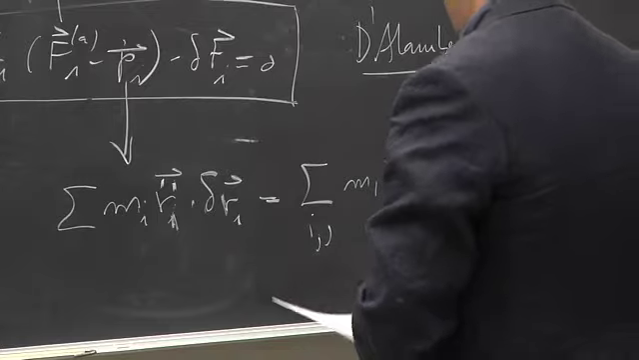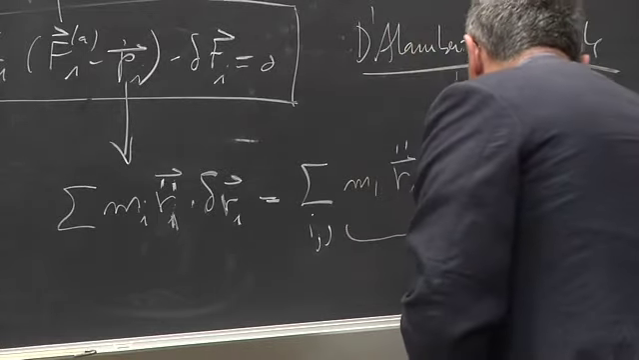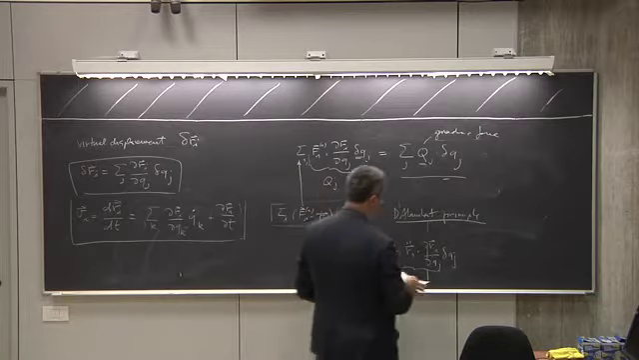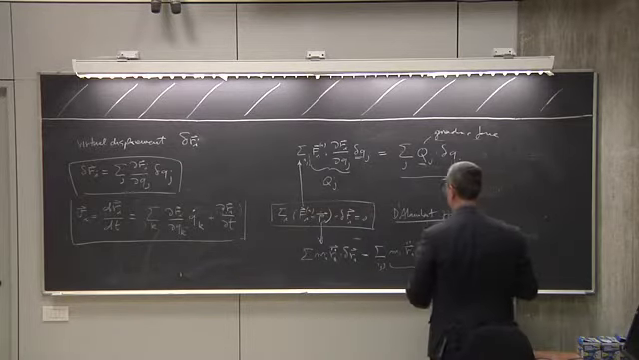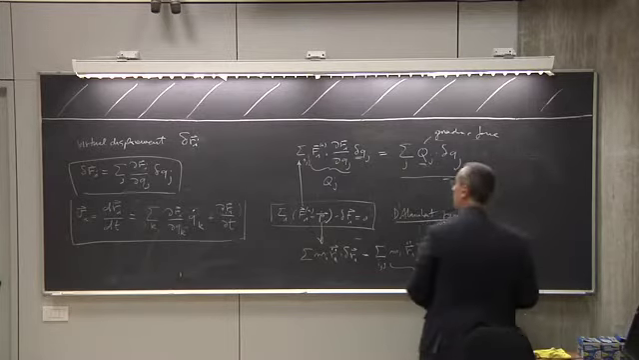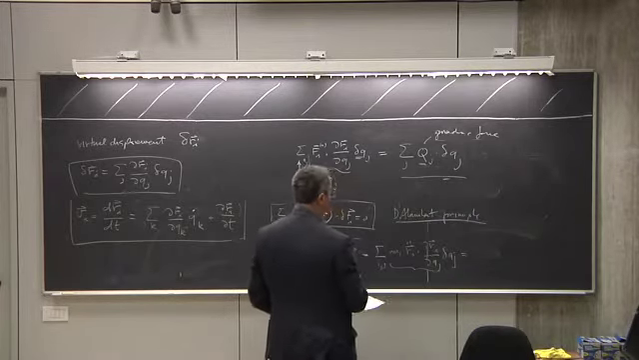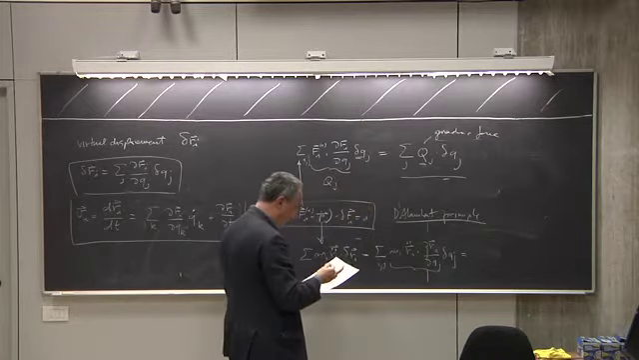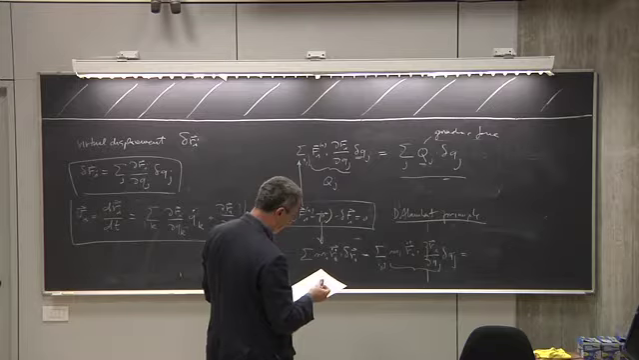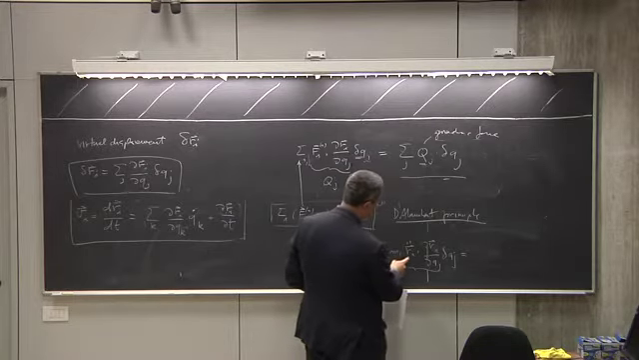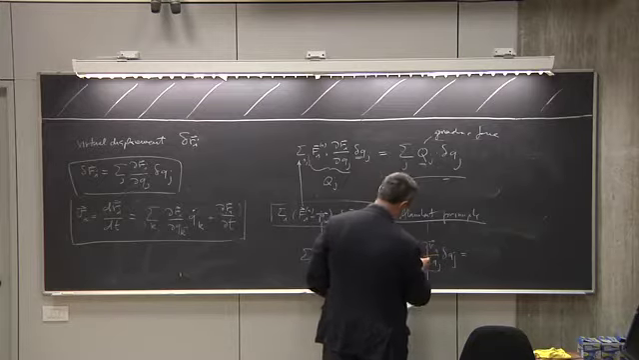And how about this term here? How can I rewrite this term? This blackboard is too small. I want to rewrite this term in such a way that it looks a little bit like the velocity, right? You see, I have a second derivative times a partial derivative here.